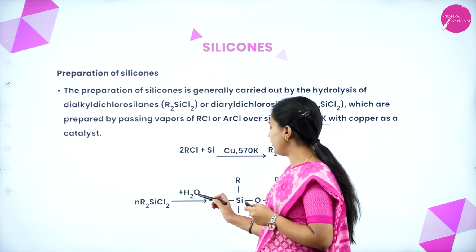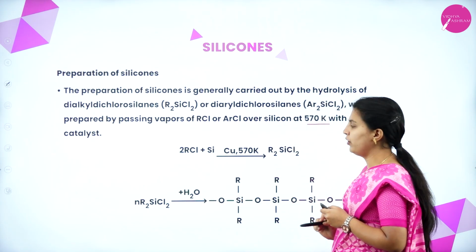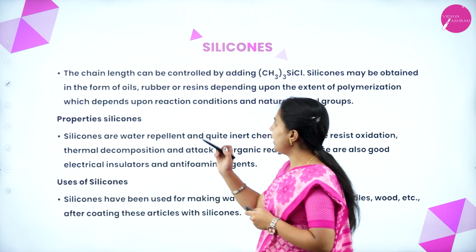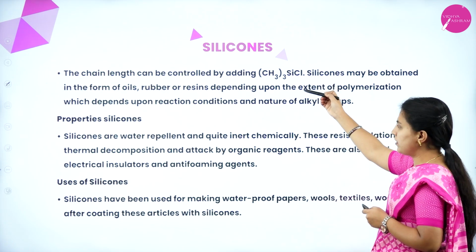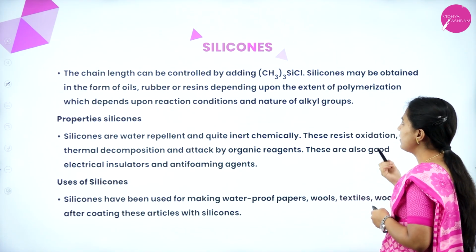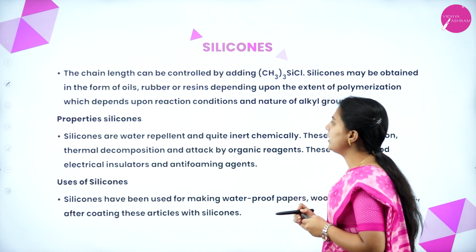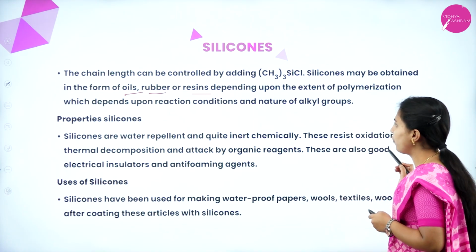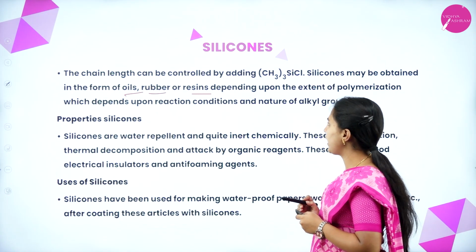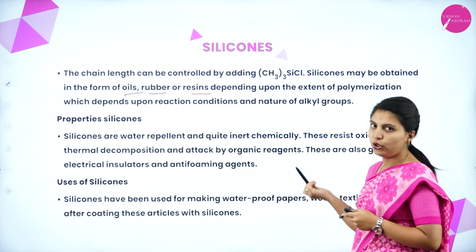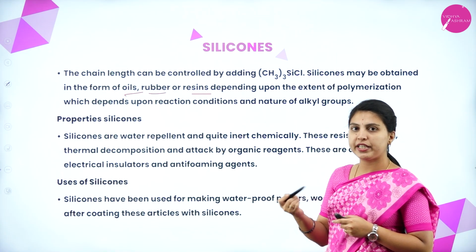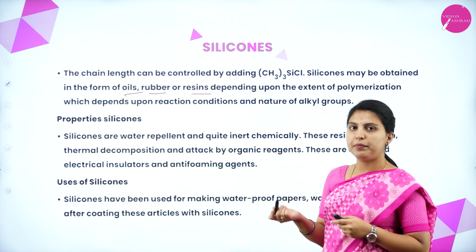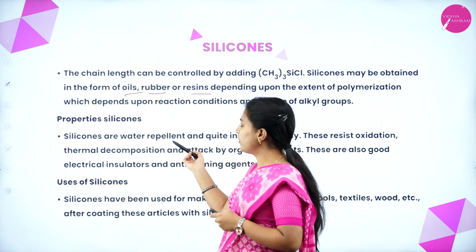When it is treated with water, silicones will form. This is how silicones are manufactured or prepared. The chain length can be controlled by adding trialkyl silicon chloride. Silicones may be obtained in the form of oils, rubbers or resins depending upon the extent of polymerization, which depends upon reaction conditions and the nature of the alkyl group. By adding alkyl groups, silicones can be extended lengthwise and will be present in the form of oil, rubber or resins.